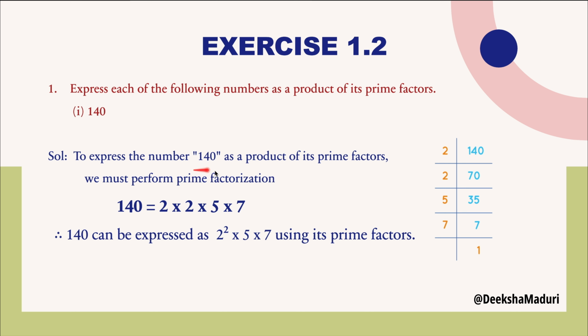To express the number 140 as a product of its prime numbers, we must perform prime factorization. After performing the prime factorization, the numbers that we get here are the prime factors of this number, which we express as a product: 2 into 2 into 5 into 7. Therefore we can express 140 as 2 to the power of 2, because 2 appeared 2 times here, and 5 into 7. This is how we represent 140 as a product of its prime numbers.